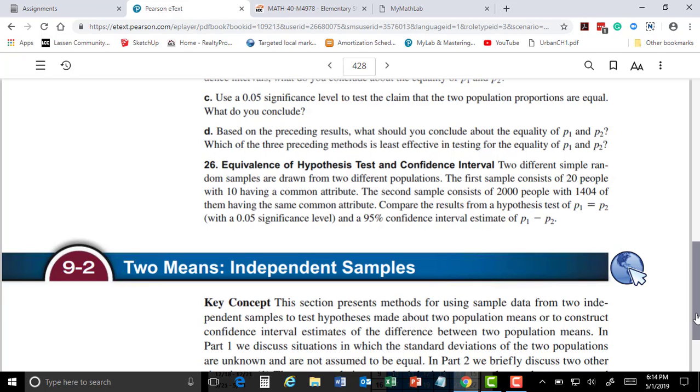There it is. Your null: the proportions are the same. That's the same as saying p1 minus p2 equals 0. And then we have the significance level. If it's a two-tailed test, you'll take that divided by 2, right? And then you have the confidence interval. That's how you would construct it. So let's construct one.